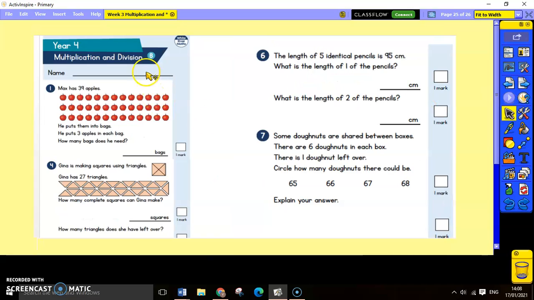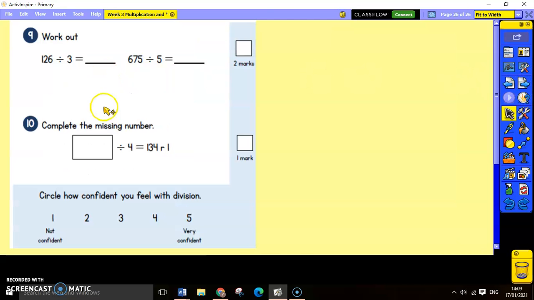And then you've got quiz B, and you've got questions 1, 4, 6, 7, 9 and 10.